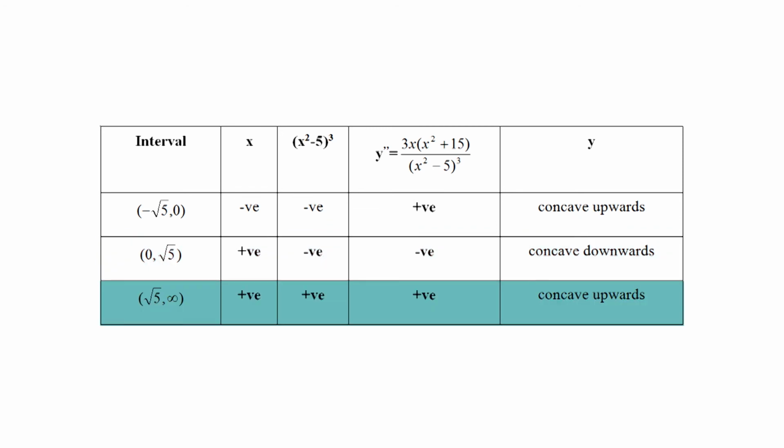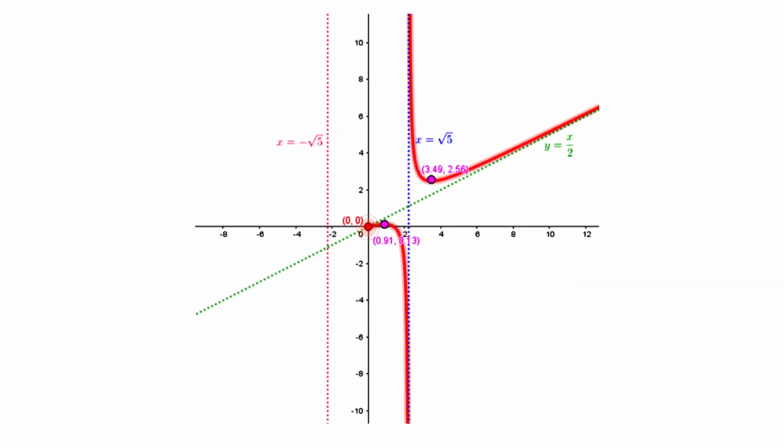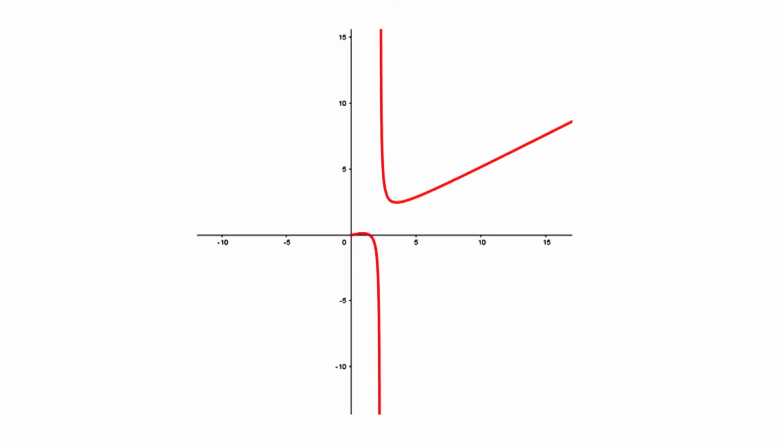In the interval root 5 to infinity, x is positive, (x square minus 5) whole to the power 3 is positive, and hence y double dash is equal to 3x into (x square plus 15) whole divided by (x square minus 5) whole to the power 3 is positive, and hence y is concave upwards. Hence, it is clear that x equal to 0 is a point of inflection. We have completed sketching to the right side of y axis.